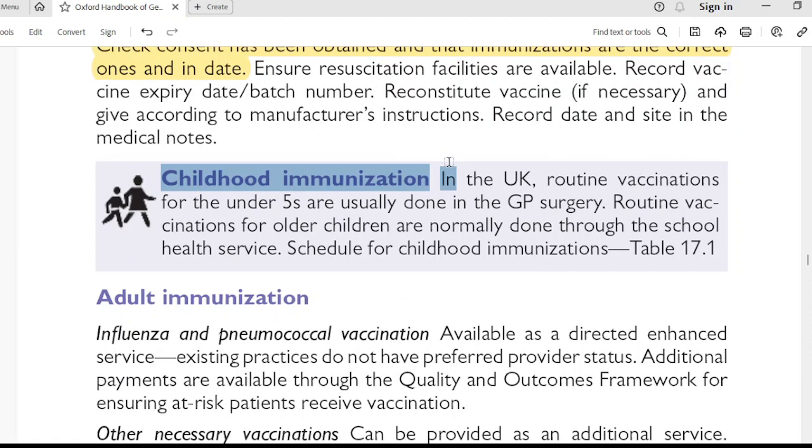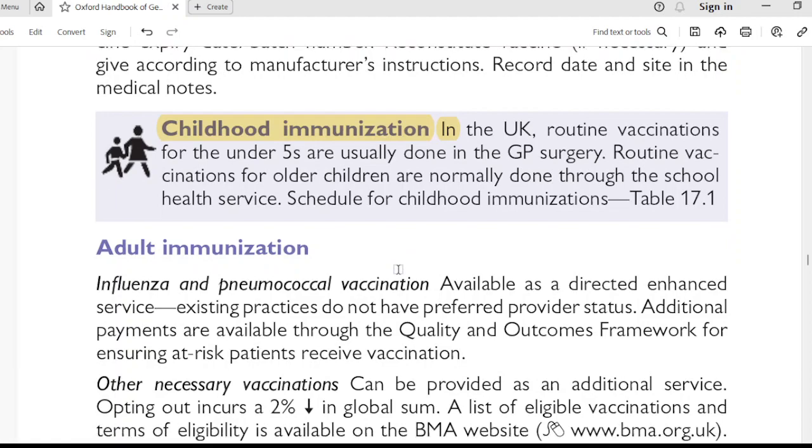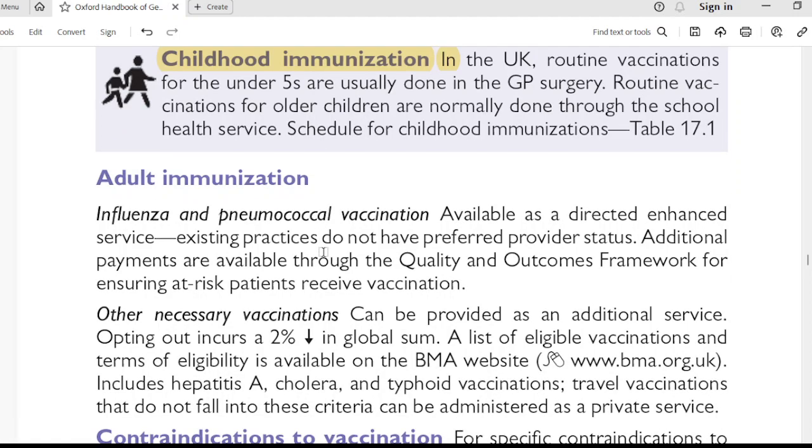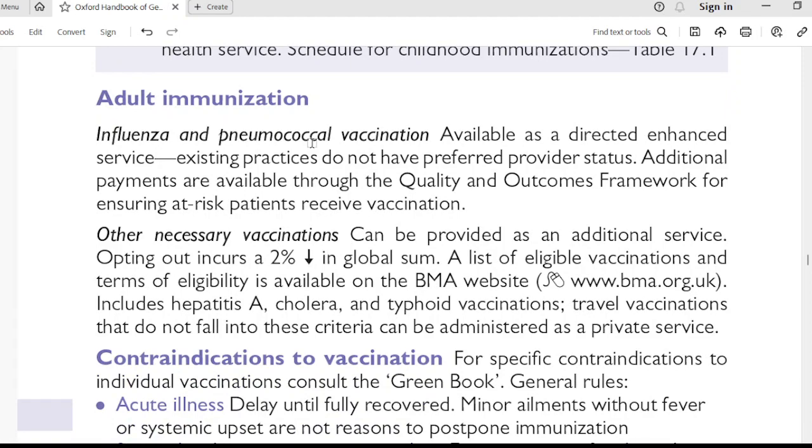Childhood immunizations. In the UK, routine vaccinations under 5 are usually done in the GP. Routine vaccination for older children are normally done through school health service. Schedule for childhood immunizations given in table 17.1.